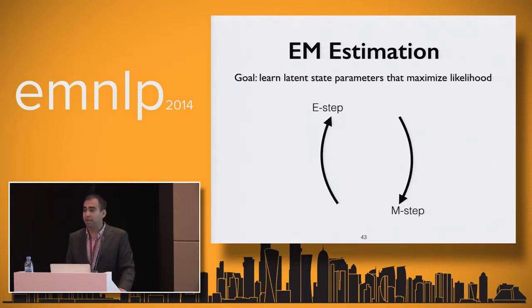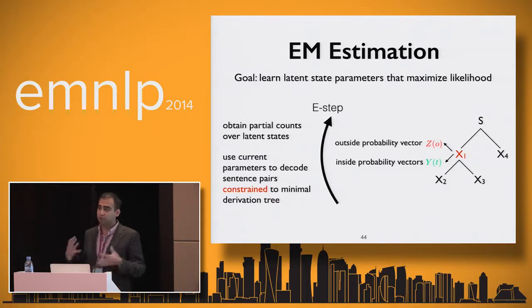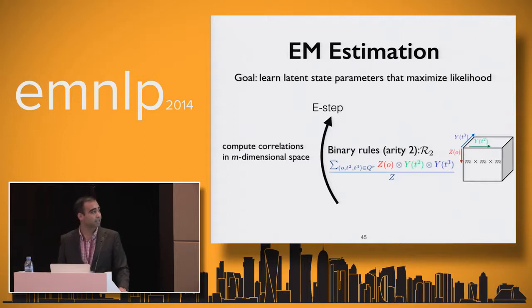Here, what we'd like to do is learn the latent state parameters that maximize likelihood. The first thing we'll do is use our current parameters and do a constrained decoding of the sentence pairs in our corpus, using the decoding algorithm that I presented before. What we'll obtain is partial counts over these latent states. For every non-terminal, we'll have the outside probability vector, which represents these partial counts, and the inside vectors.